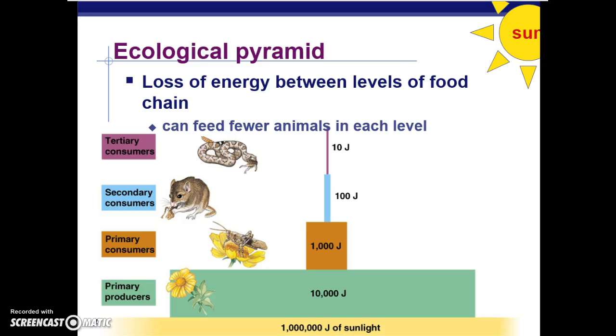On to part 3 of Chapter 55's lecture on ecosystems. So we left off with this picture of an ecological pyramid, and this one is showing energy flow in the form of joules of energy.